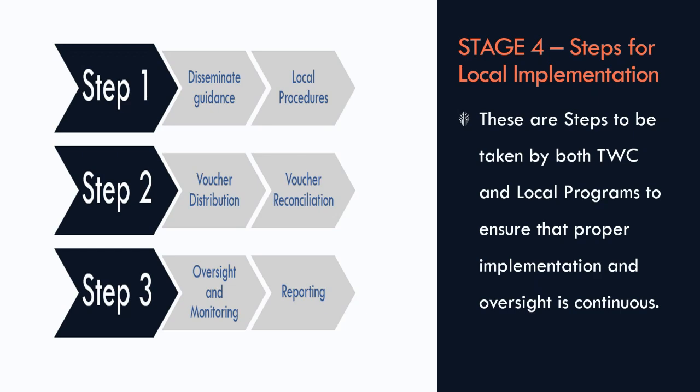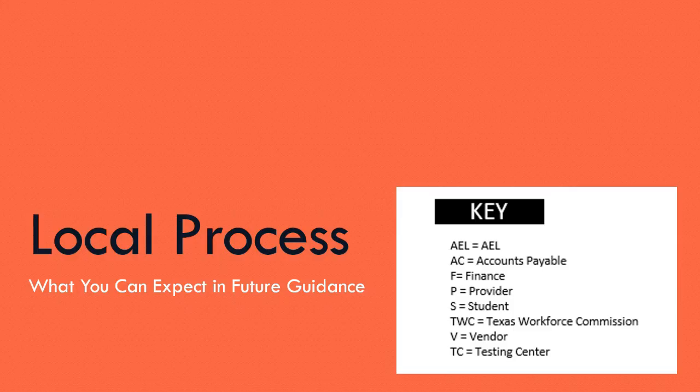So local process, what can you really expect in future guidance? The first thing I want you guys to look at, if you've got your high school equivalency process map up, I want to go over this key with you really quick. You're going to see in the bottom right corner of each individual process a key. The particular one that I want you to pay attention to is the one that says P equals provider.